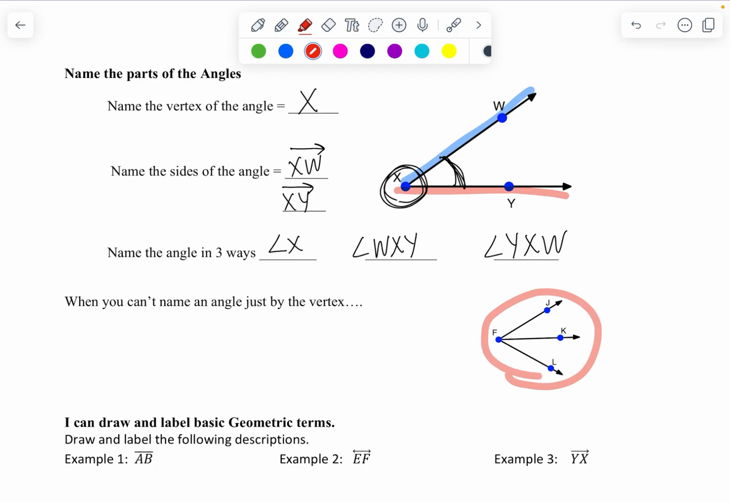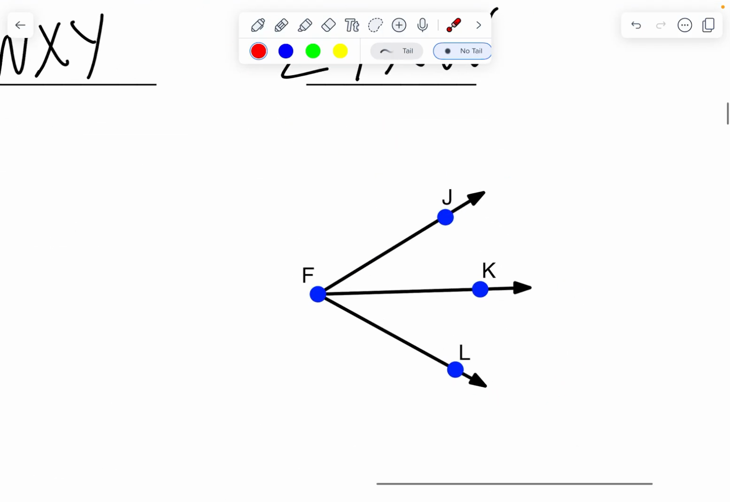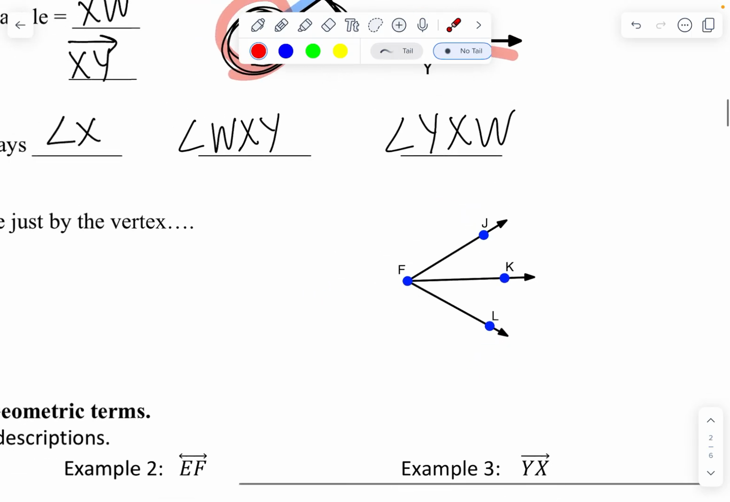Here's an example of why we can't always just name it by the vertex. So in this picture up above here, there's just one angle, right? It's just this little piece. But if I have a picture like this, I can't just name it by angle F, because you're like, well, what part is angle F? Is it the bottom part? Is it the top part? Is it the whole thing? So this would be a case where you really need the 3 letters to name the angle that you're talking about. So you need JFK or KFL or JFL. So one of those, you need those 3 points. You couldn't just say angle F because there's a lot of them.